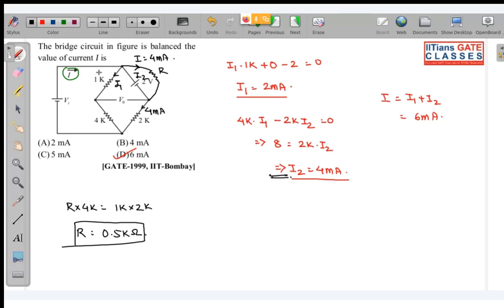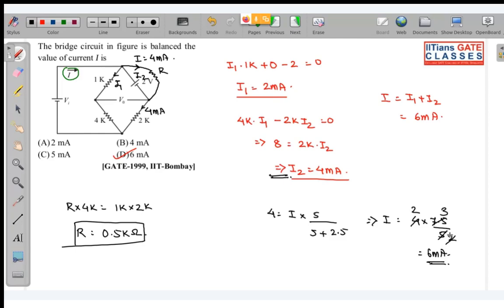If this is 4 milliampere, what will be the value of I? I can use the current division rule. So 4 is equal to I into 5 divided by 5 plus 2.5. So I is equal to 4 into 7.5 by 5. So this is 2, this is 3, this is 2. So this is 6 milliampere. Once again, you can see I am getting my answer as 6 milliampere only.